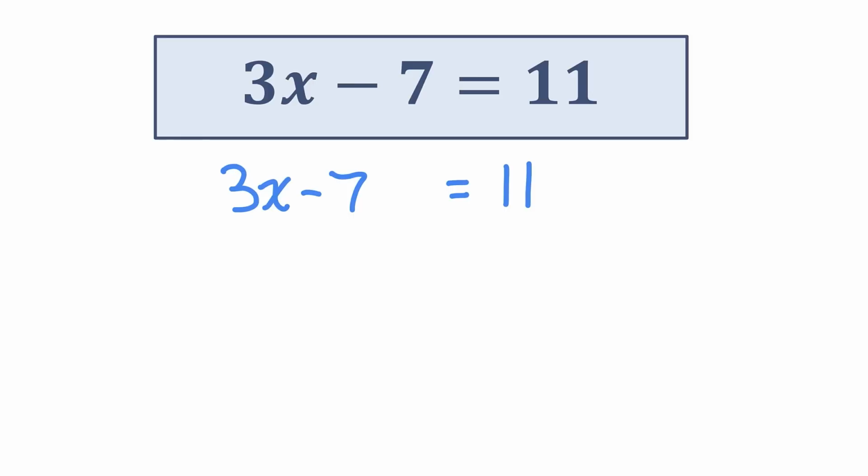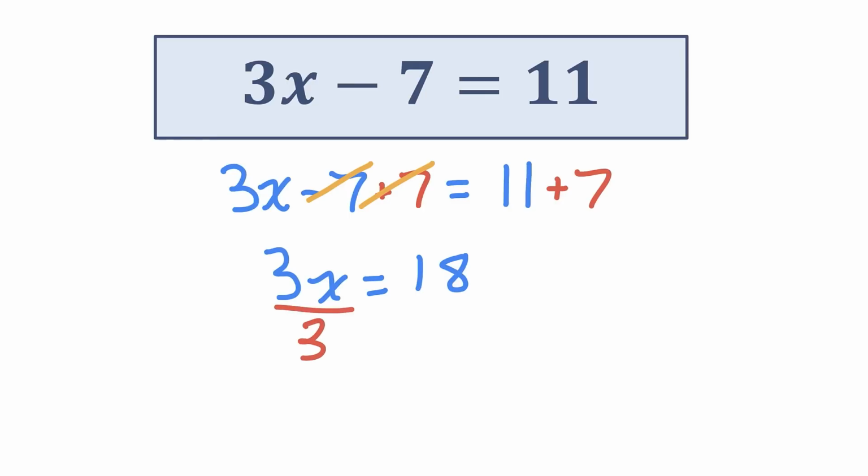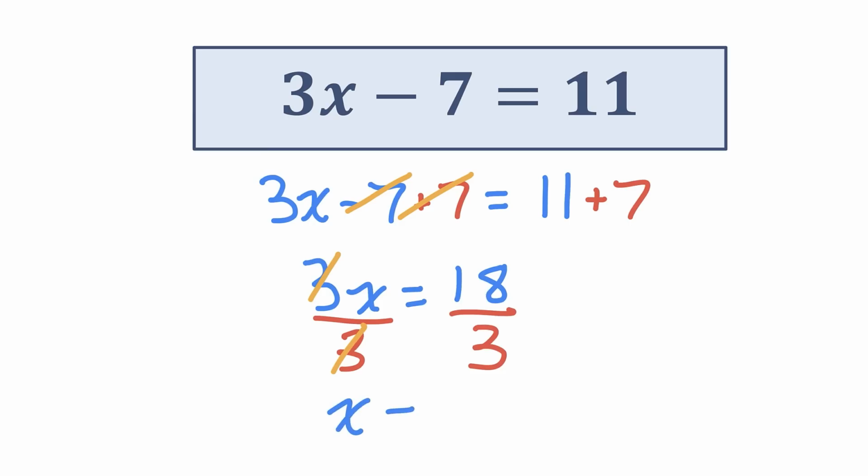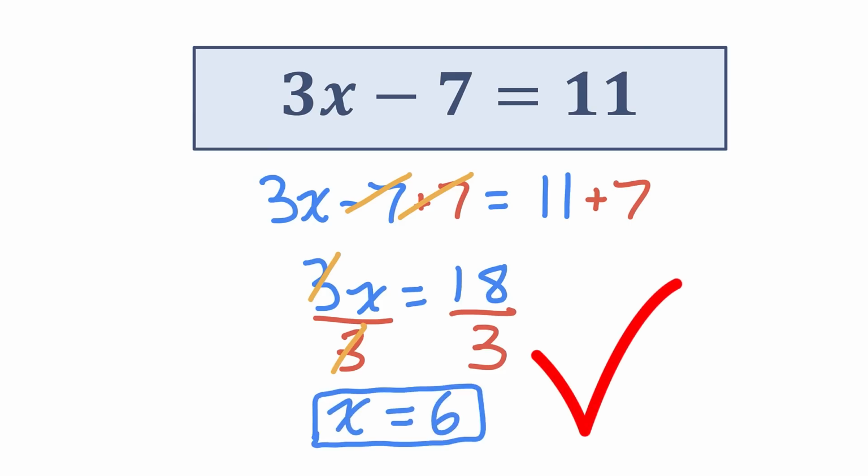I'll try and isolate the term that has the x by getting rid of the minus 7 by doing the inverse of subtracting 7, which is adding 7. I'll make sure I add 7 to both sides of the equation. I do that because on the left, minus 7 plus 7 cancels out. I'm left with 3x equals 18. And then to isolate the x, I'll do the inverse of multiplying by 3, which is dividing by 3. I make sure I do that to both sides so it stays balanced. 3's on the left cancel. And I get my final answer of x equals 18 over 3, which is 6.